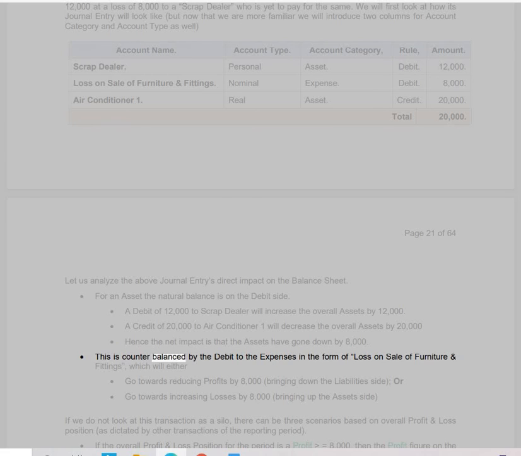This is counterbalanced by the debit to the expenses in the form of loss on sale of furniture and fittings, which will either go towards reducing profits by $8,000, bringing down the liabilities side, or go towards increasing losses by $8,000, bringing up the assets side. If we do not look at this transaction as a silo, there can be three scenarios based on overall profit and loss position, as dictated by other transactions of the reporting period.